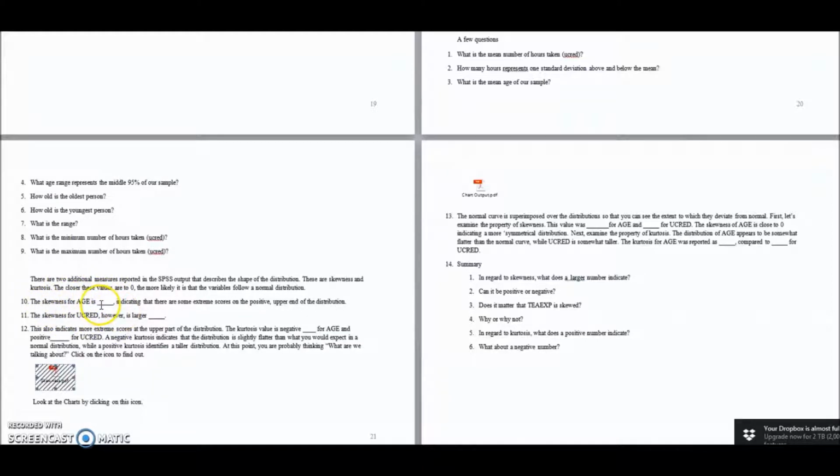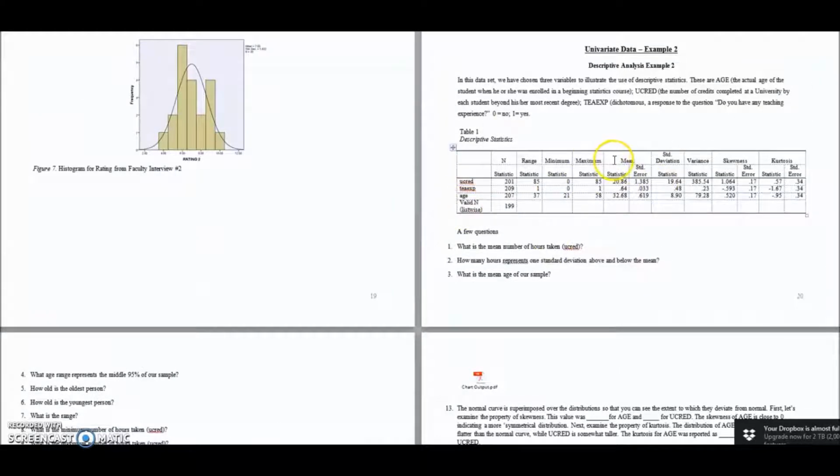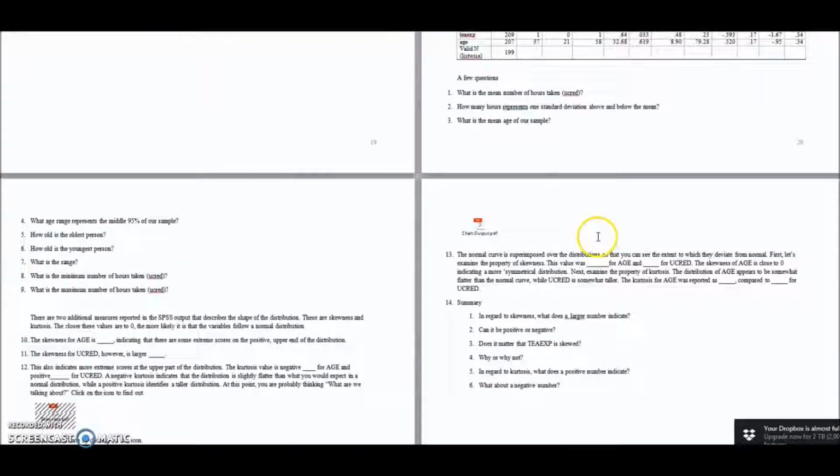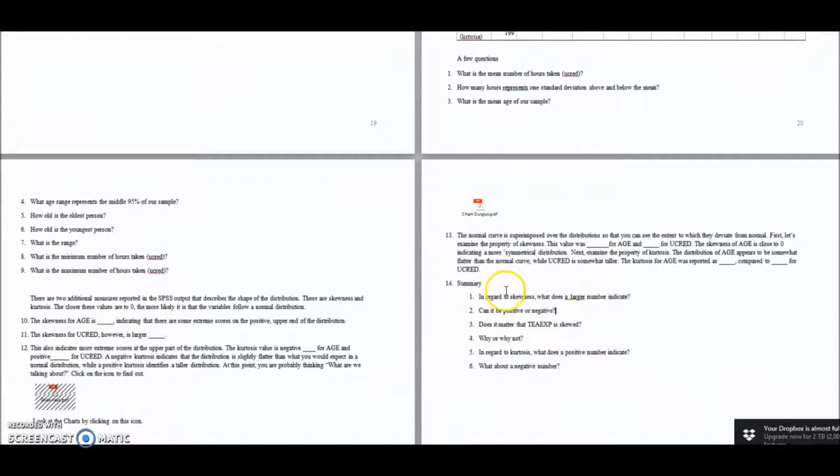The skewness for the age, the skewness for the other variable is larger, and so all of these are fill in the blanks for you, which should be easy for you to find out. The value was this for age and this for credit. So all of this is given through this table.